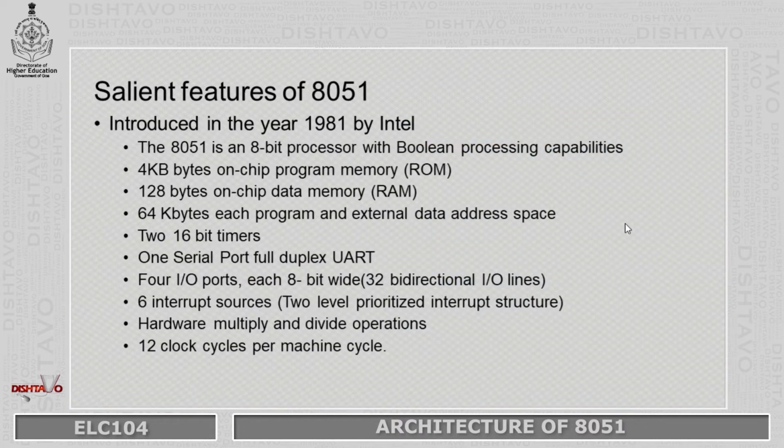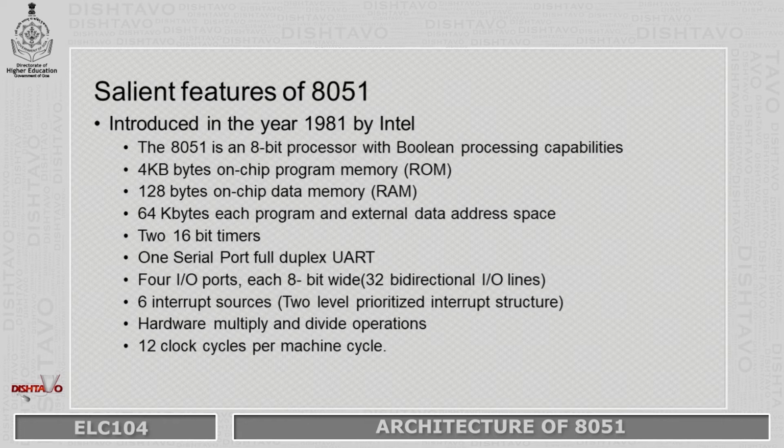Some of the salient features of 8051 are: 8051 was introduced in the year 1981 by Intel. It is an 8-bit processor with Boolean processing capabilities. It has 4 kilobytes of on-chip program memory, which is also called ROM, 128 bytes of on-chip data memory RAM, 64 kilobytes each of external program and data address space, two 16-bit timers, one full duplex UART serial port, and 4 I/O ports, each 8-bit wide. That means 32 bidirectional I/O lines are there.